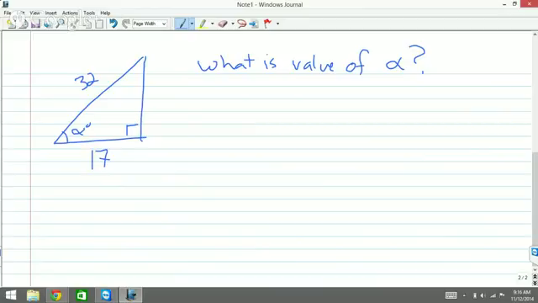Okay, so now I've given you two side lengths. You need to find the angle measure. It's the same process we've been using. We use sine, cosine, tangent, or the other three to set up.